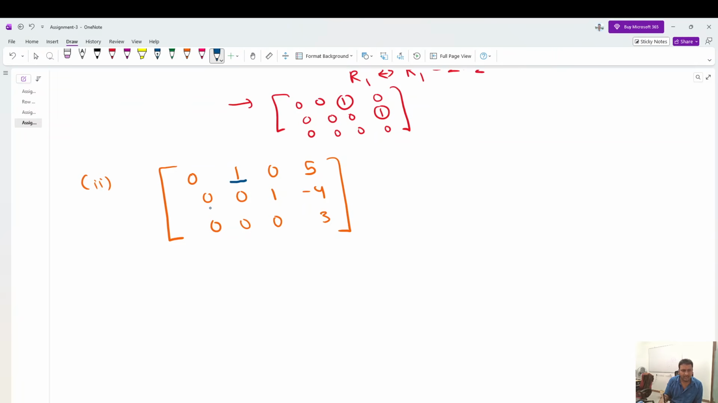Okay, let's go to another row. Let's see what's the first non-zero entry. Oh, it's 1. Is everything below that 0? Yeah, it is. Okay, let's go to the third row. What's the first non-zero entry? This. Is everything below? There is nothing. So yes, this is row echelon form. I mean, this matrix is in row echelon form.